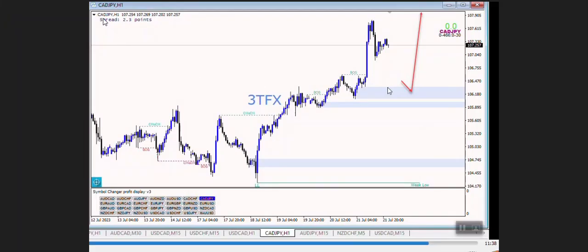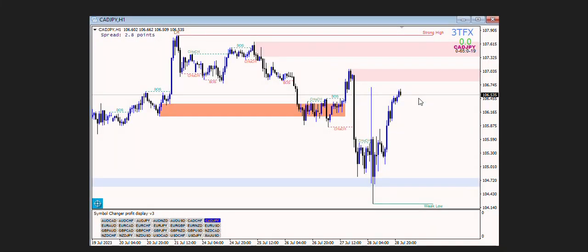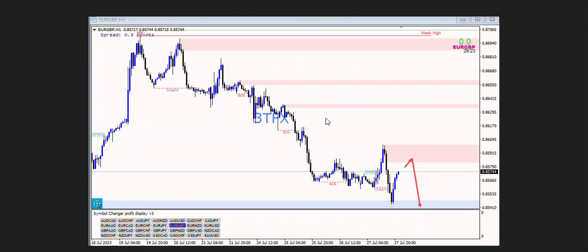Then going to CAD JPY, on CAD JPY we're expecting to buy from this zone if we have our buy setup or pattern. And what happened here was price broke through that zone, so the zone didn't hold. We didn't get an entry on CAD JPY.